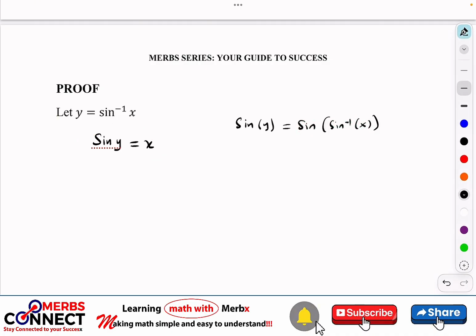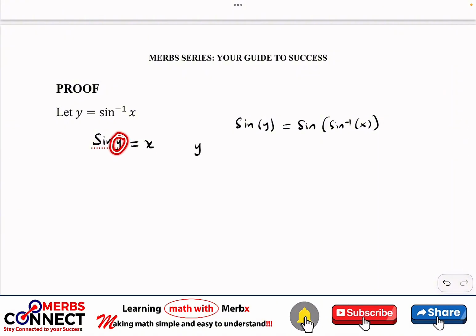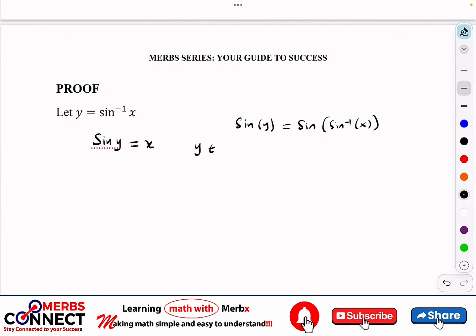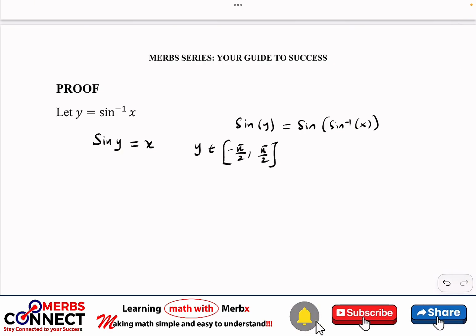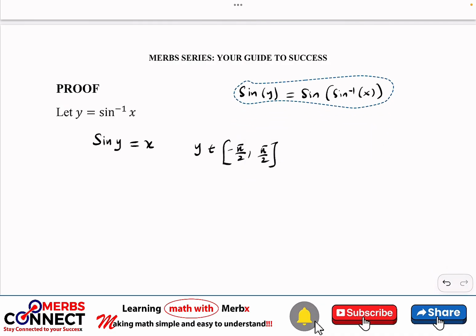But when you find the inverse like this, the y that we have here is going to be between minus pi over 2 and pi over 2. Yes, so this is what we are going to get from here. Great. Now let's see what we can do here.